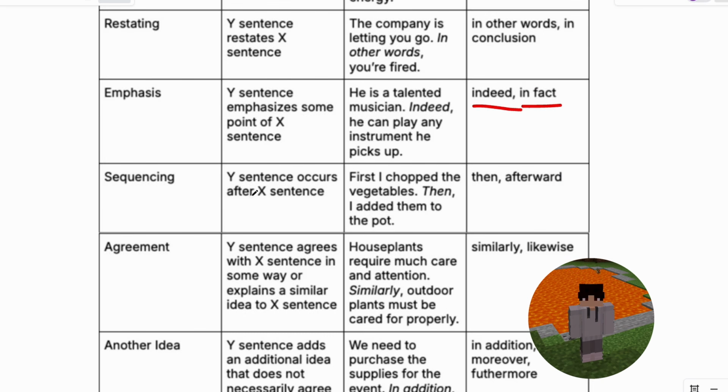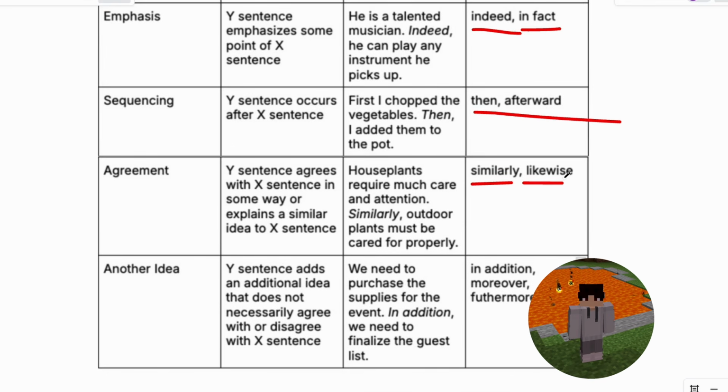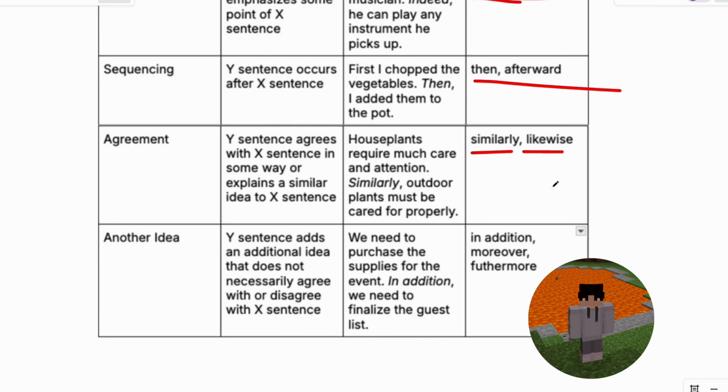Sequencing. The second sentence occurs just after the first sentence. It's not really too complicated. Then afterward. Agreement. This is kind of weird, but it should make sense when you see it. The second sentence basically agrees with the first sentence in some way or explains a similar idea. So if I say similarly or likewise, you can tell that I'm talking about something different, but it has some kind of thing in common with the first sentence for sure.